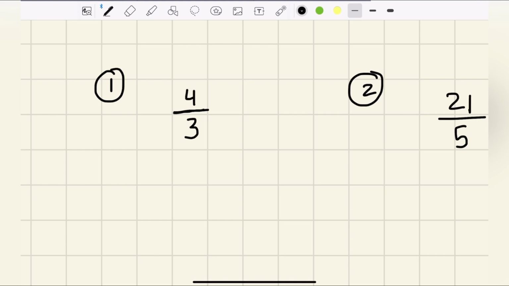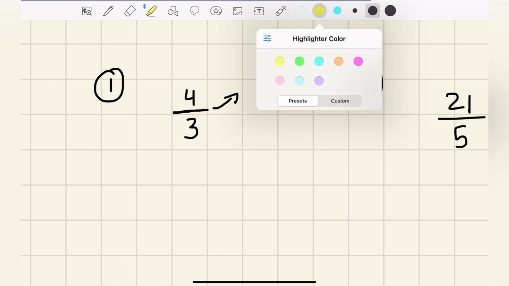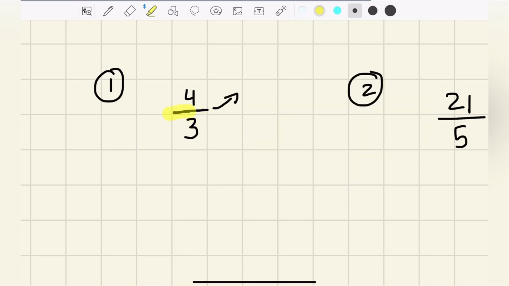The first thing you have to understand is what this line right here means. So let me highlight that right there. Oh, let me make it actually smaller. What this line means. Well, that line is the same as a division symbol. Whenever you have a fraction, that is basically a division problem. What it's telling us is that the 4 is being divided by the 3. So the numerator goes on the inside of the division bracket, and the denominator goes on the outside.